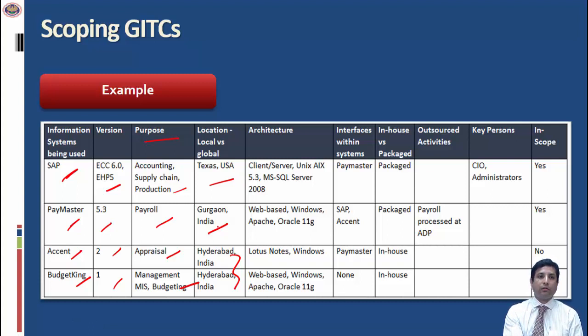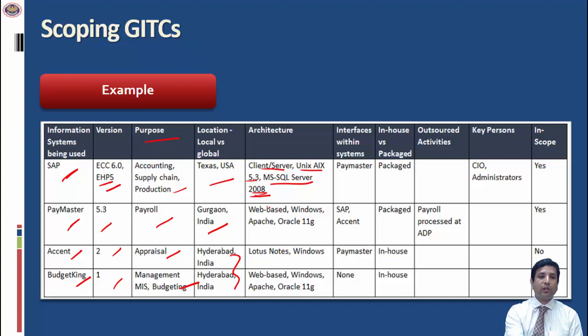Next, we should understand the architecture, whether it is client server or what is the infrastructure based on which the application is running. Here, we see the architecture is a client server architecture, and SAP is running on a Unix operating system, version 5.3, and the database used is MS SQL Server 2008. Like I said, it is important to understand the specific version of the database and OS, just like we need to understand the version of the application itself. Reason being, to repeat, each version will have its own set of risks, its own set of controls and features.